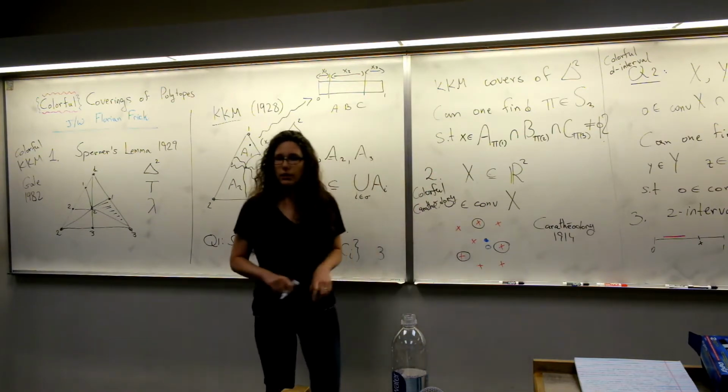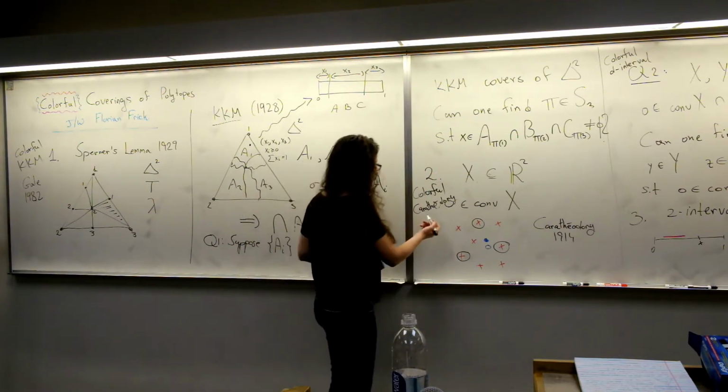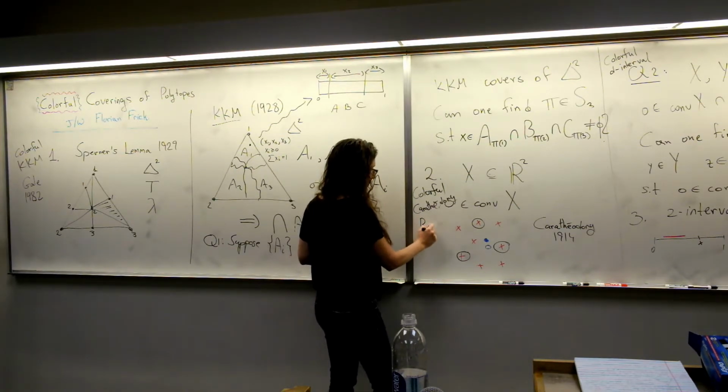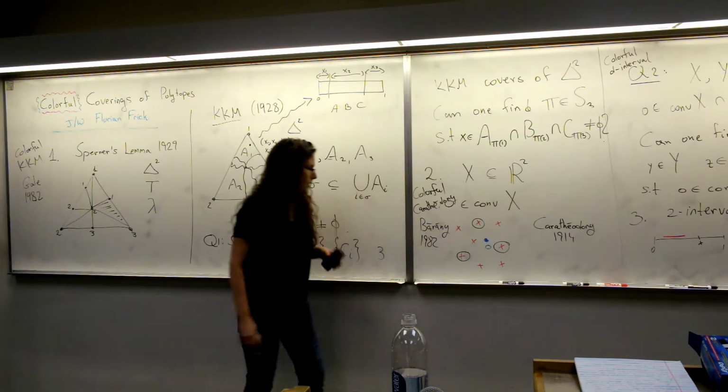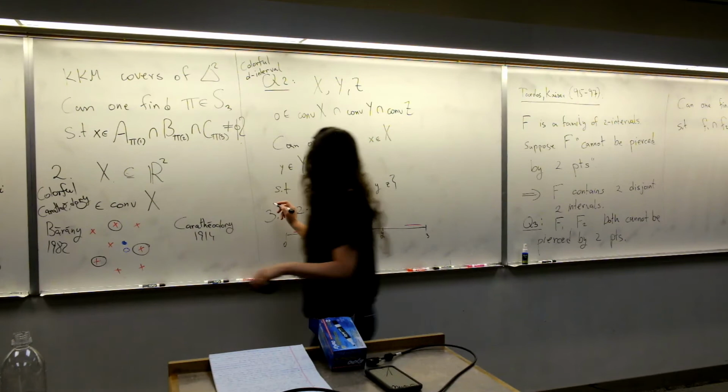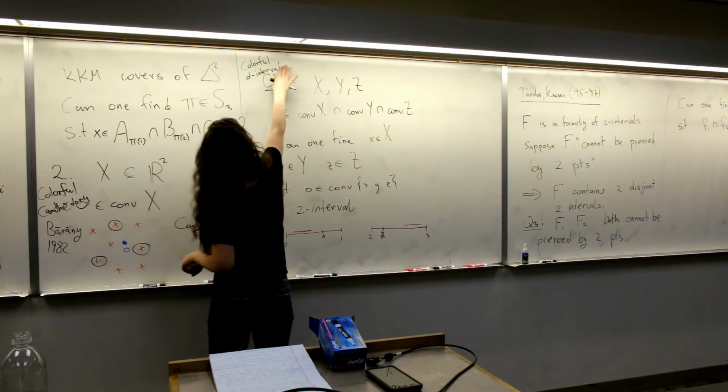Colorful Caratheodory is, of course, the celebrated theorem of Imre Barany from 1982. And the third one, the colorful d-intervals, which should have been here.